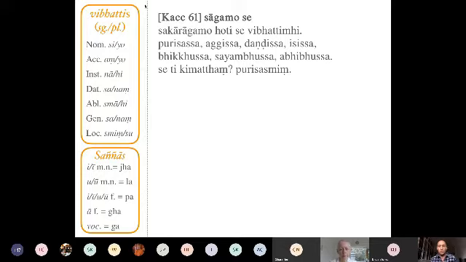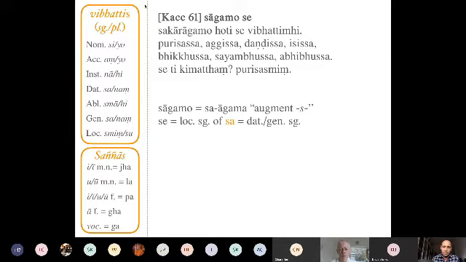So we start with a random rule that we choose, Sagamo se. In the rule, you have to understand the sandhi: sa agama, the augment sa, s. And the word se is a locative singular of sa. So here sa, if you can see on the left, refers to dative singular and genitive singular. So the vibhakti or case ending for dative singular and genitive singular is called sa.